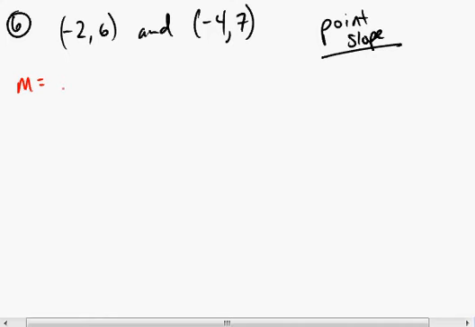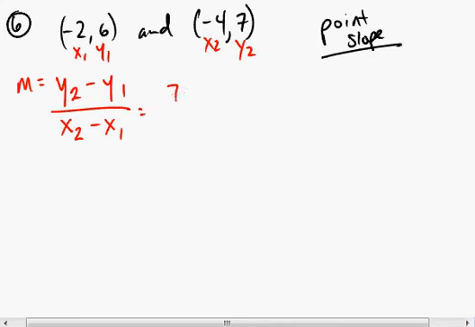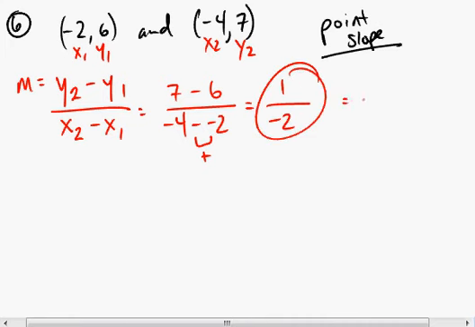Okay, Juan Carlos, so eager. Tell me what the slope formula is. It's y2 minus y1 over x2 minus x1. Okay, good. So we're going to do this, and that's going to tell us the slope. 7 minus 6 over negative 4 minus negative 2. 1 over negative 4 plus 2 is negative 2. Slope's negative 1/2. That's the m, right?